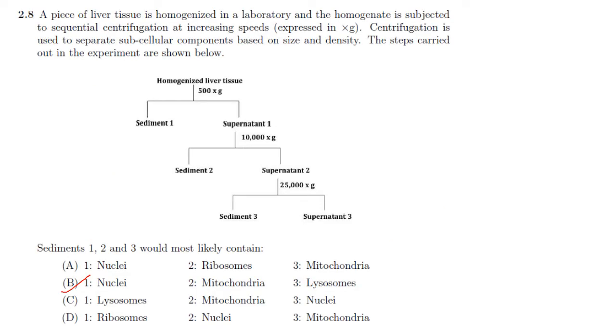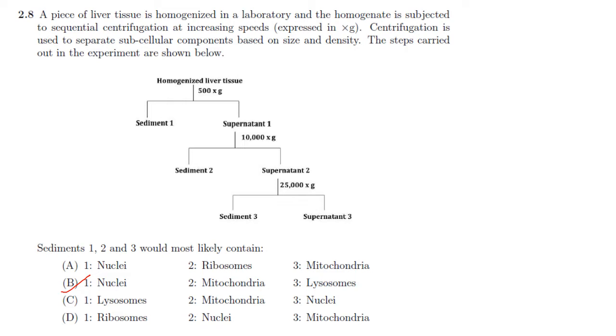A piece of liver tissue is homogenized in a laboratory, and the homogenate is subjected to sequential centrifugation at increasing speeds. Centrifugation is used to separate subcellular components based on size and density. The steps carried out in the experiment are shown below.